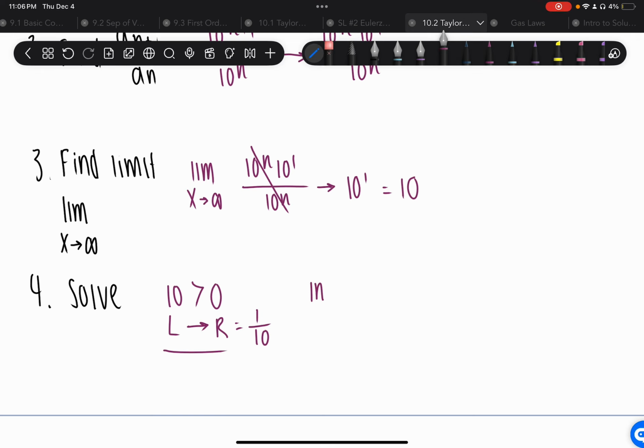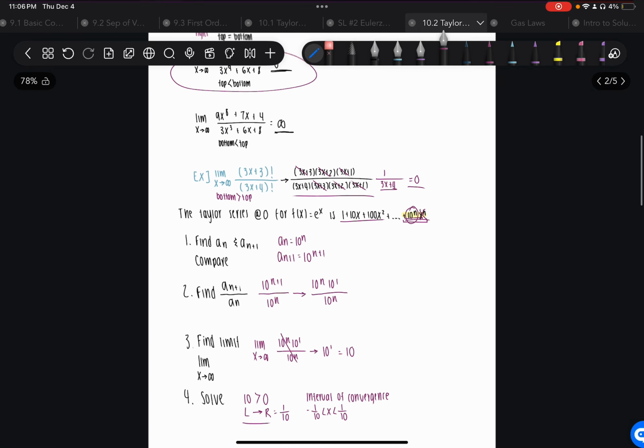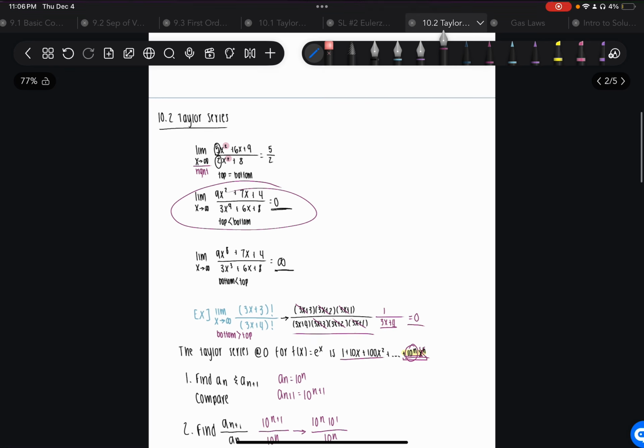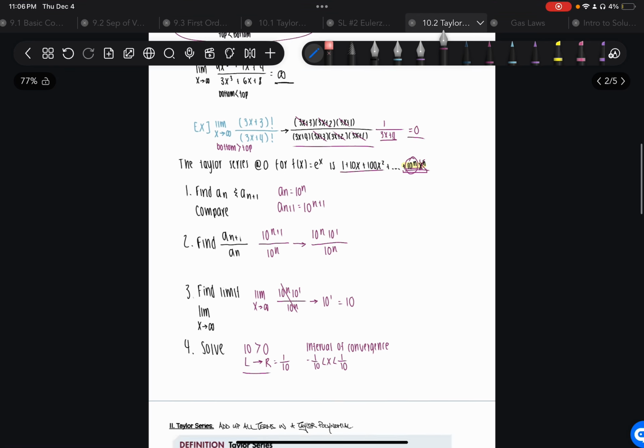So our interval of convergence is negative 1 over 10 less than x is less than positive 1 over 10. And that is our interpreted results. So this was Taylor series and some rules about it and a few examples.